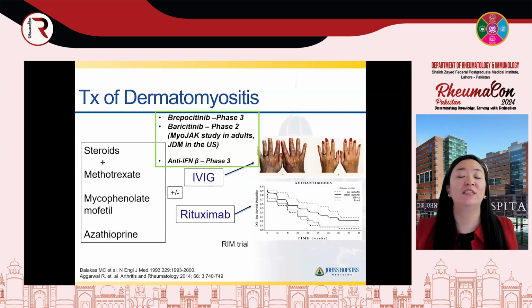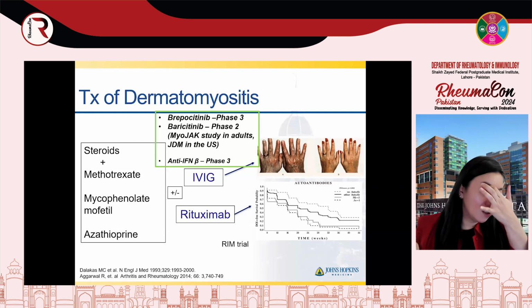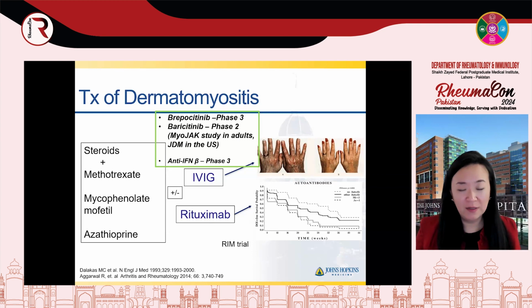Now, a larger phase 3 study that is a multi-center international trial, I believe they're recruiting in Europe, also Eastern Europe, and also in South America and obviously the US.